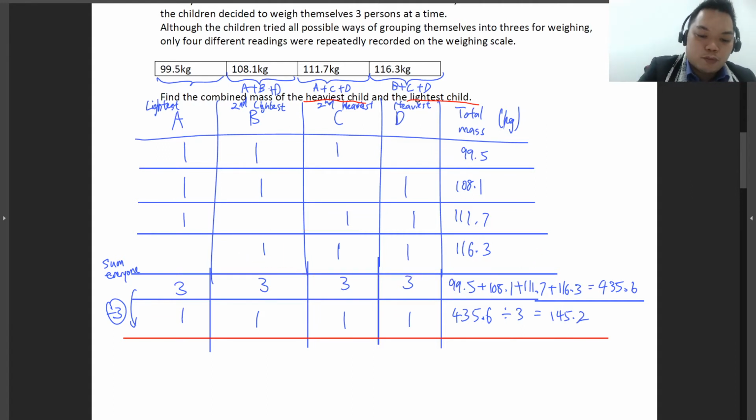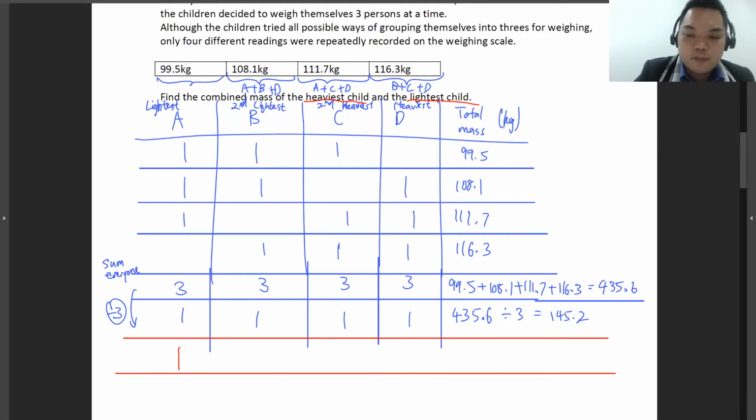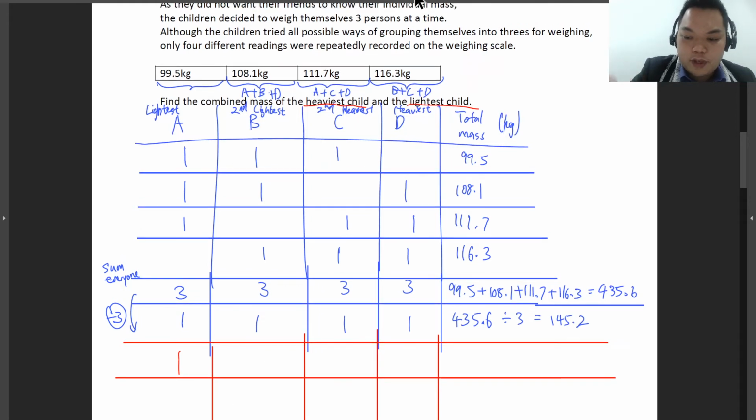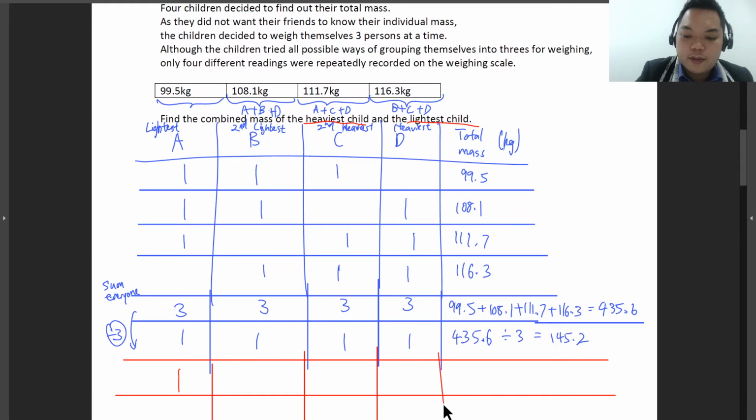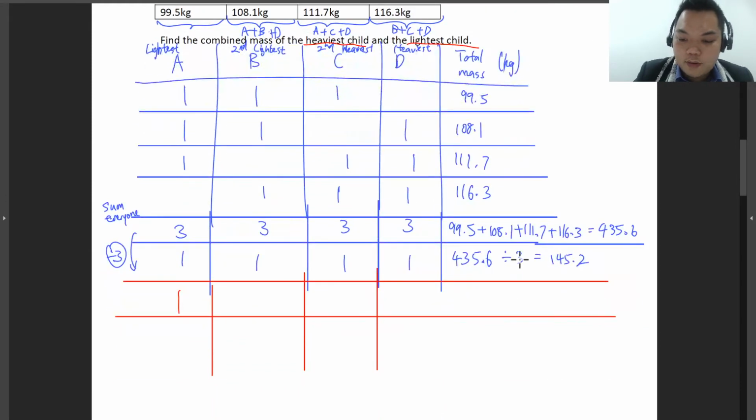Okay, so if you subtract B, C, and D from the total amount, we are going to obtain 145.2 minus B, C, and D, the heaviest one. This will give you 28.9 kg, so that is the lightest.